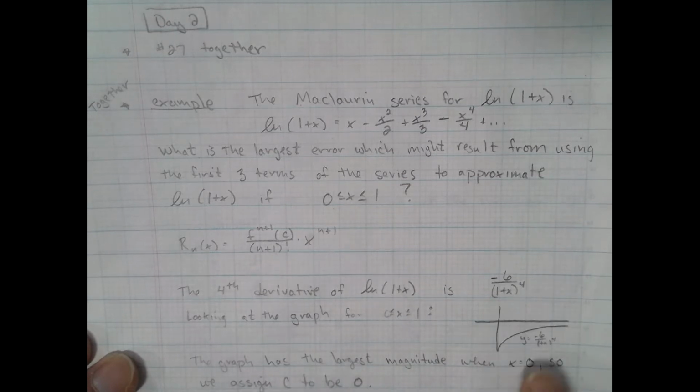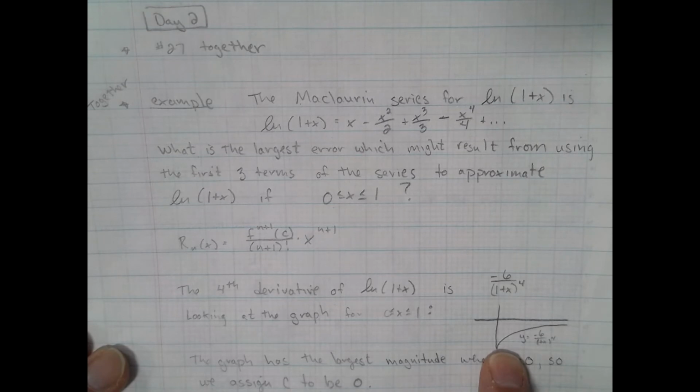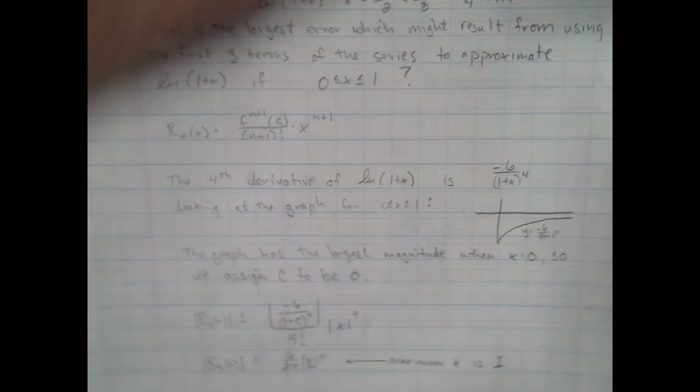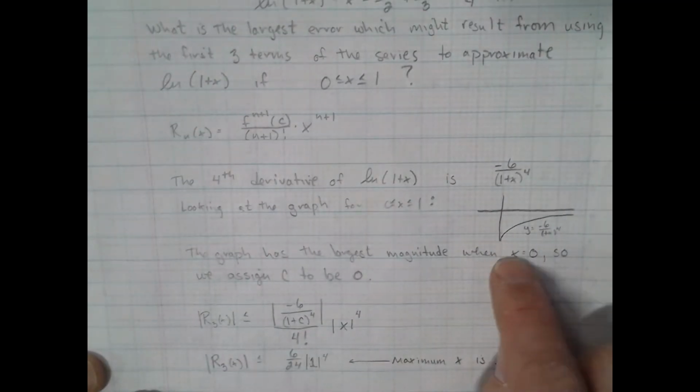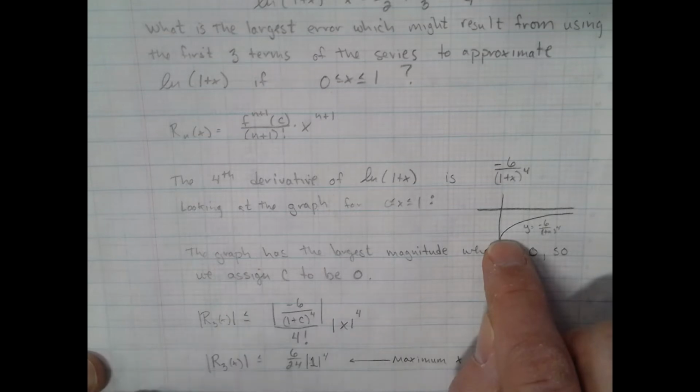We're trying to find the maximum magnitude of a y value. So we don't care if it's positive or negative. What's the farthest it will be from 0? In this interval from 0 to 1, it occurs right there at 0. So that means c is going to be 0.